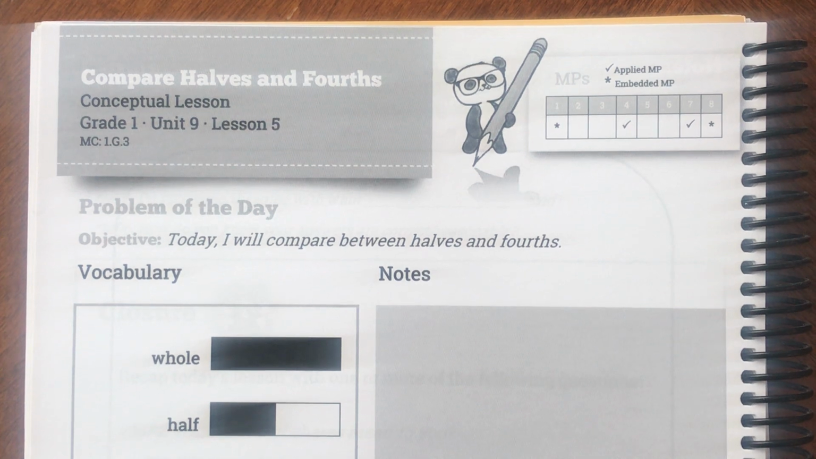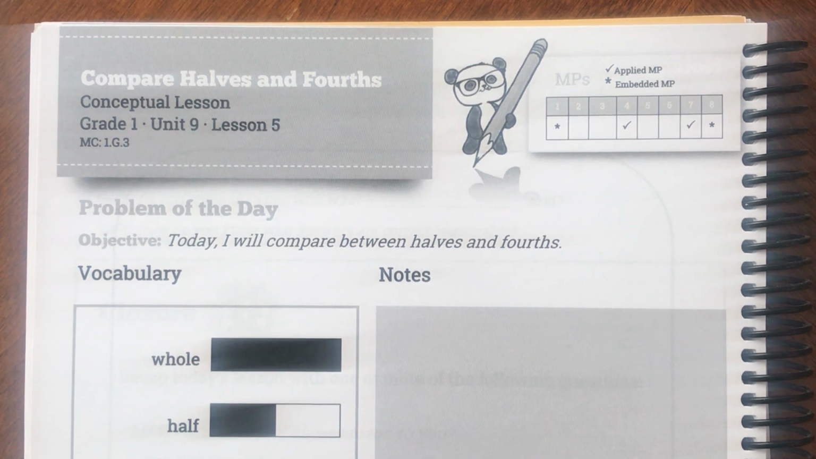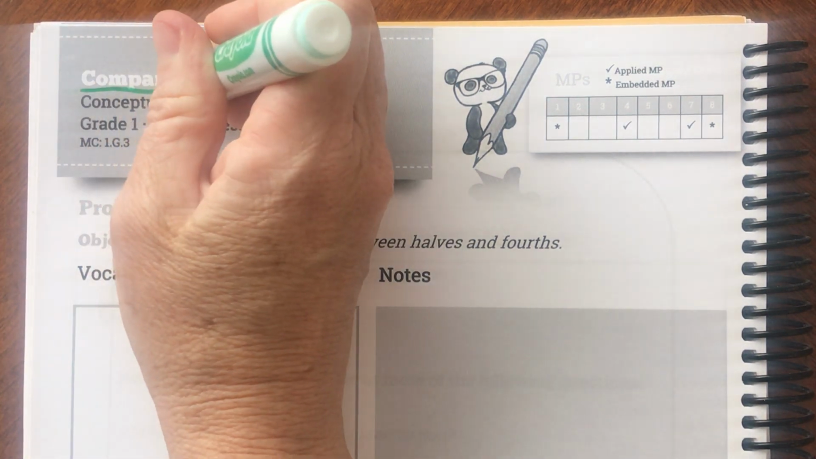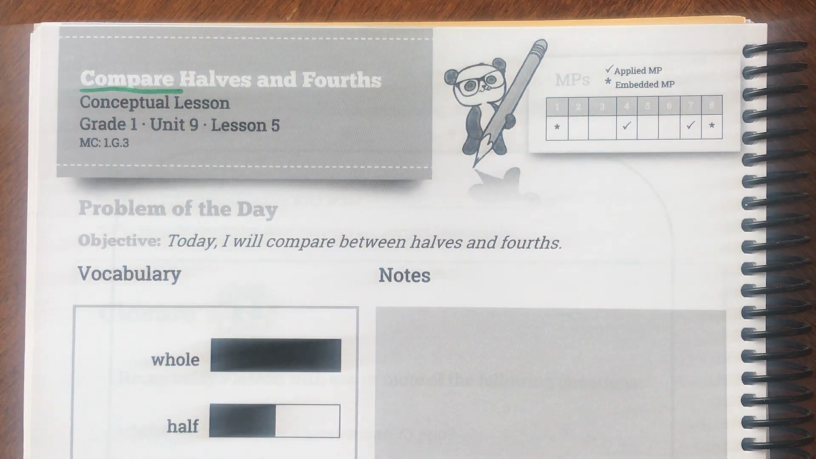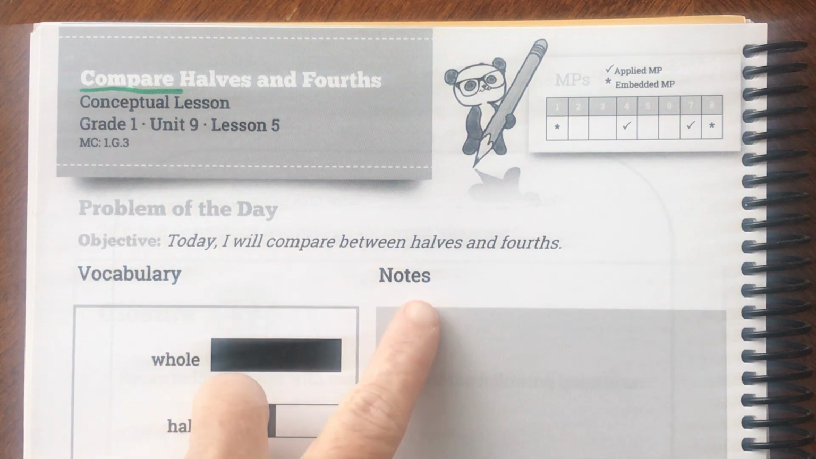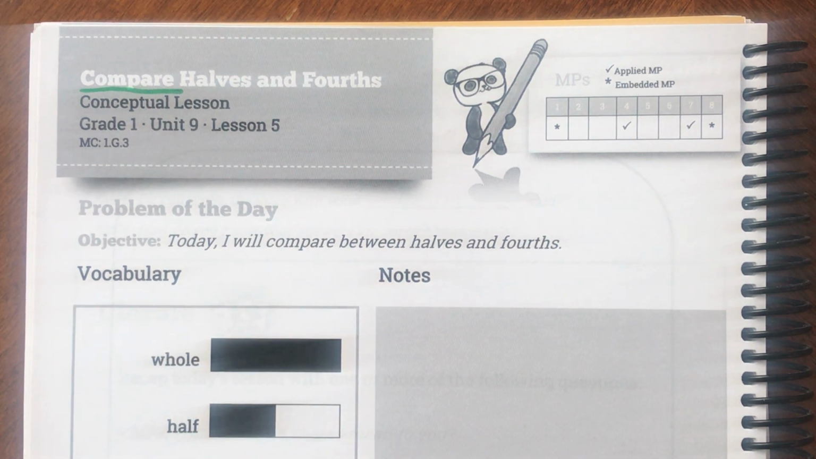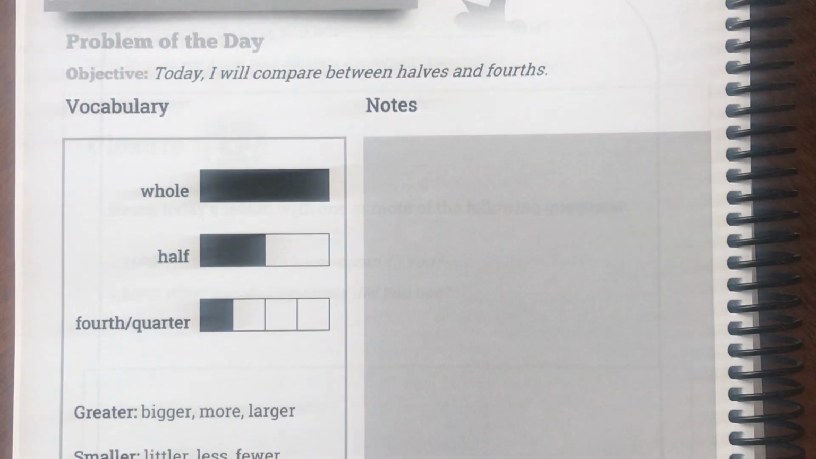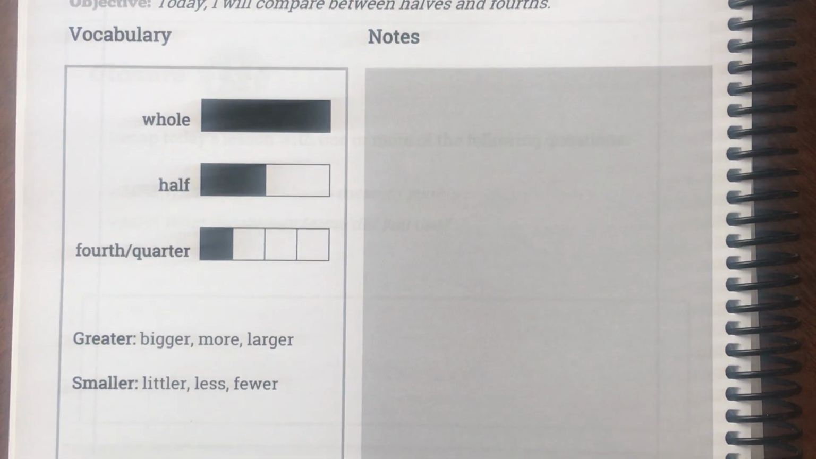Today we're on page 155 of your student journal, and we're going to be doing something a little different today. We've been learning about halves and fourths, but if you look at the title of our lesson, today we're going to be comparing them. So our objective is: today I will compare between halves and fourths. Okay, and they gave us some pictures so we can kind of already see what this means.